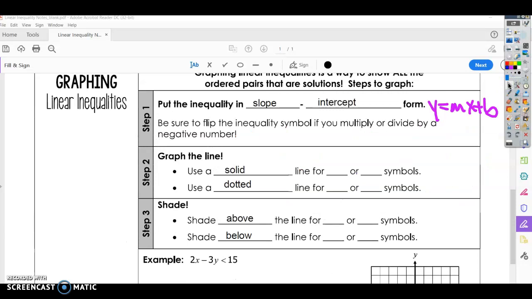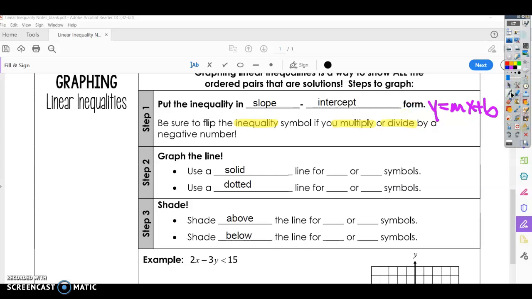Graphing an inequality is a way to show all of the solutions, or all of the ordered pairs that are solutions, to an inequality. The first thing you have to do is put the inequality in slope-intercept form. If you don't remember, that's y equals mx plus b. That's something you're going to need to know forever, so commit that to memory. Be sure to flip the inequality symbol if you multiply or divide by a negative. That's the only difference between solving an inequality and solving an equation.